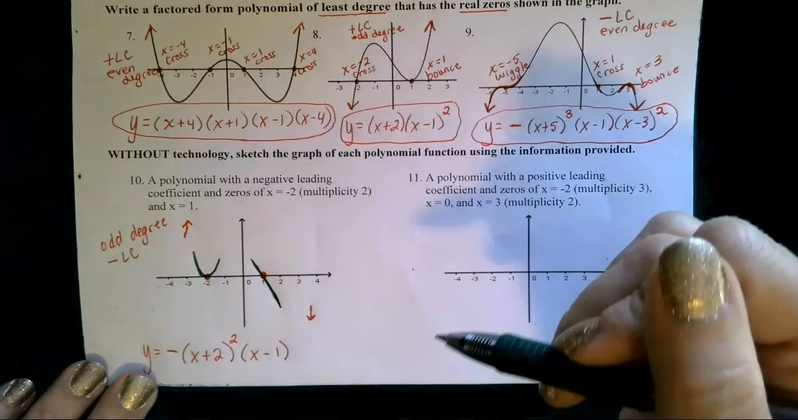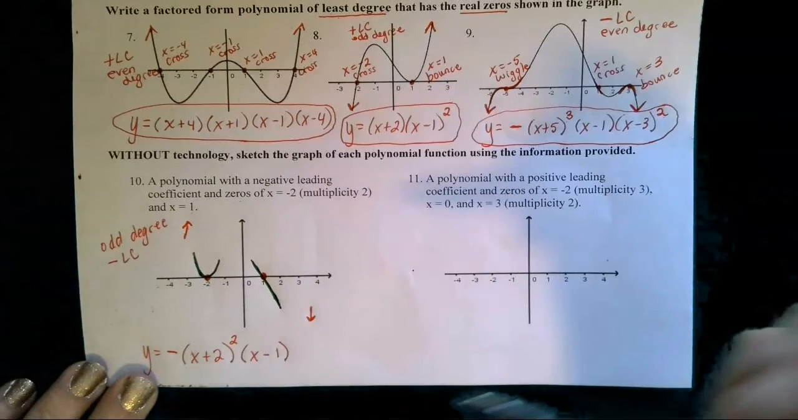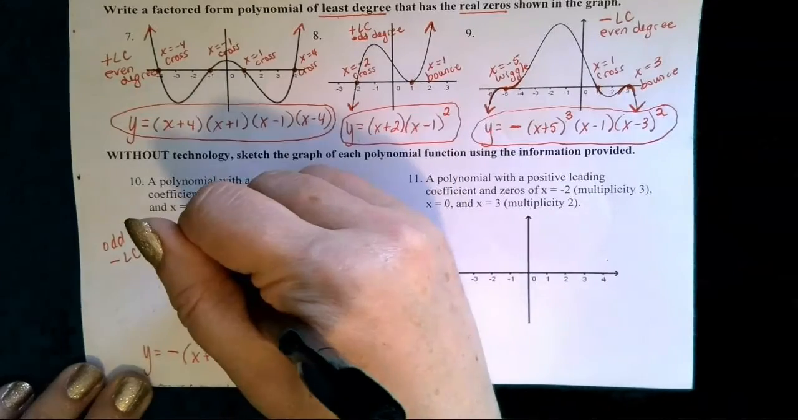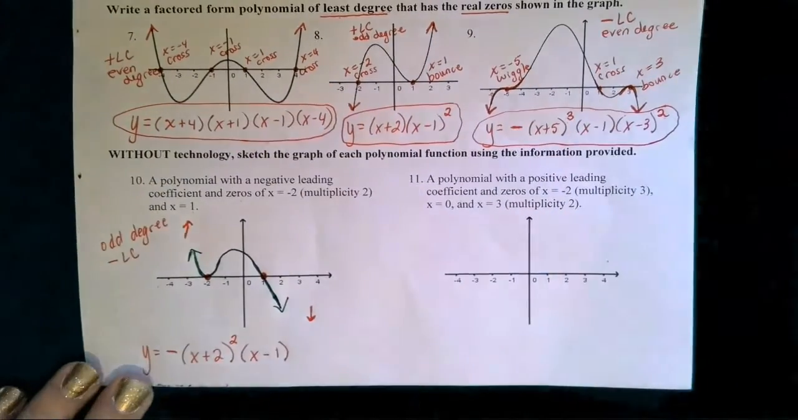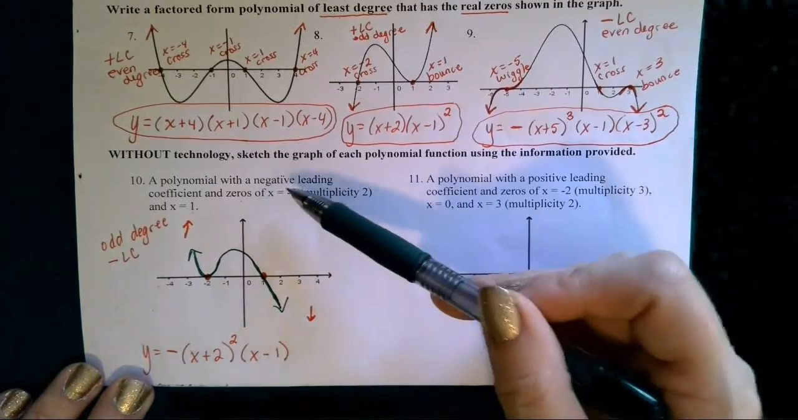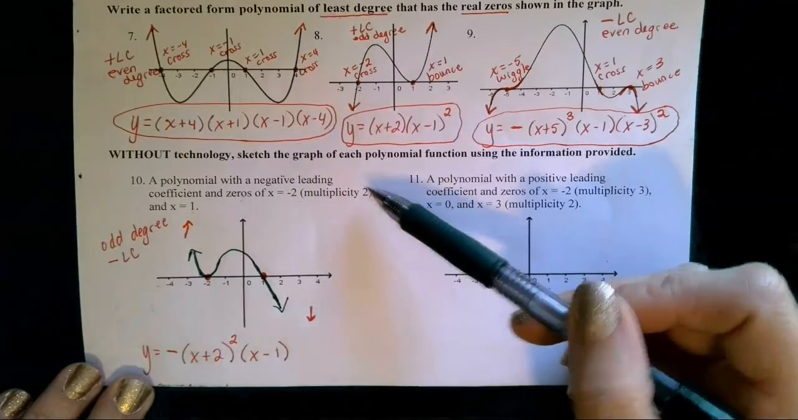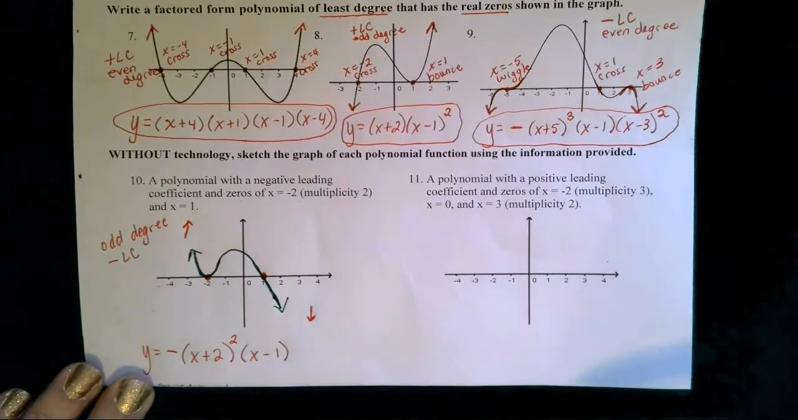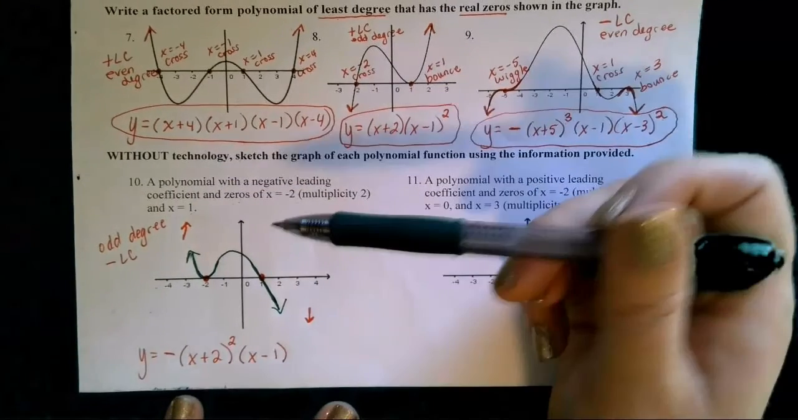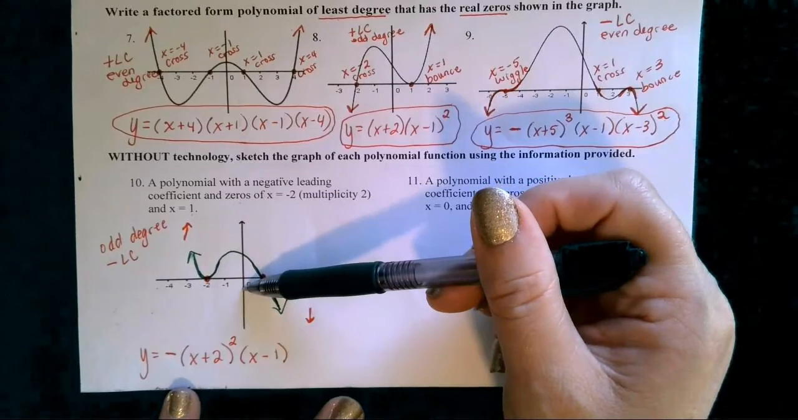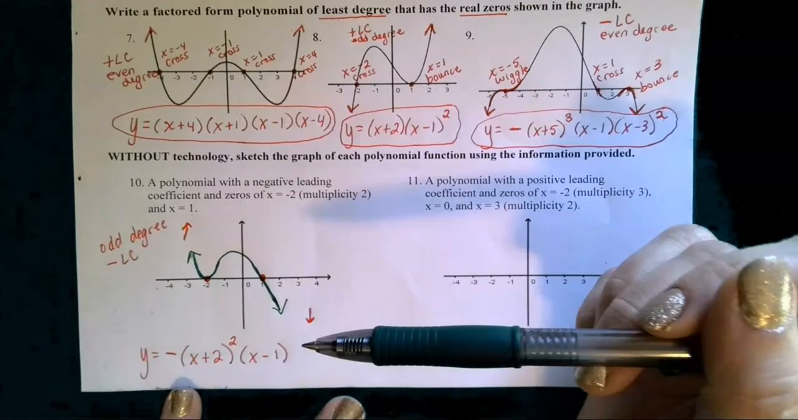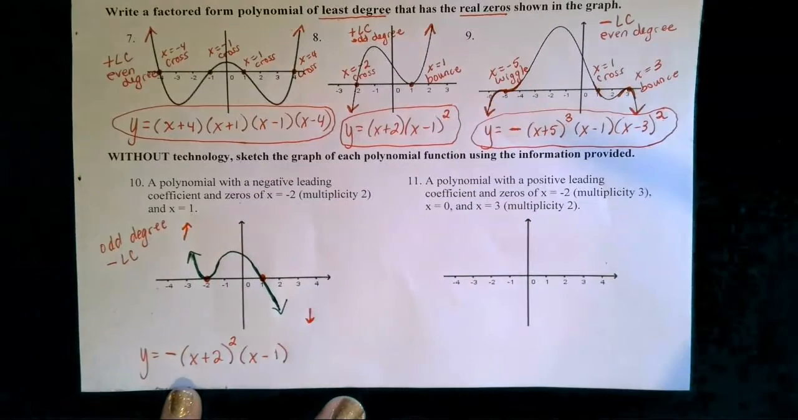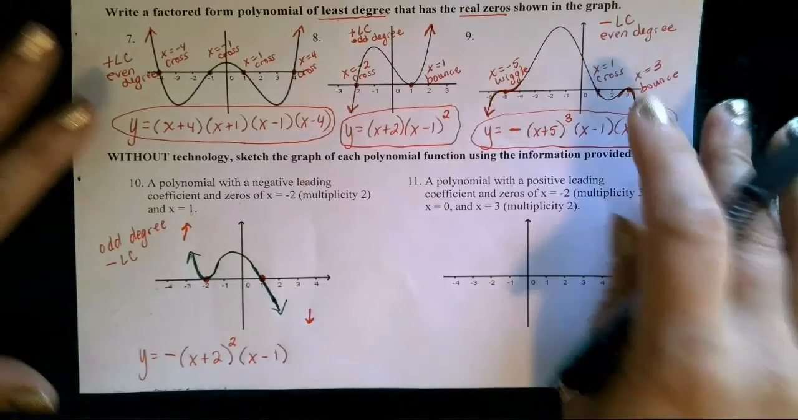So when I connect that, remembering that a polynomial is a smooth continuous curve, right, I can join these up like this, and there would be a polynomial that has a negative leading coefficient, zeros of x equals -2 with multiplicity of 2, and x equals +1. Okay. There is no scale here on the y-axis, right, because we're only concerned with the general shape of the function and not worried about finding exact ordered pairs, right? We're just making a rough sketch.